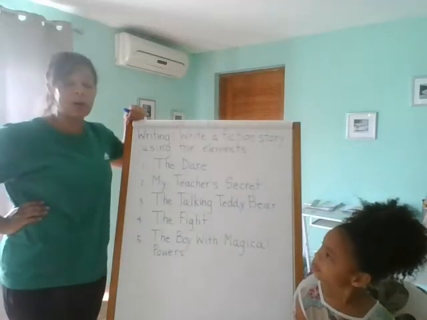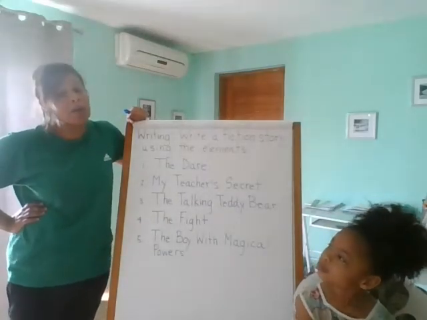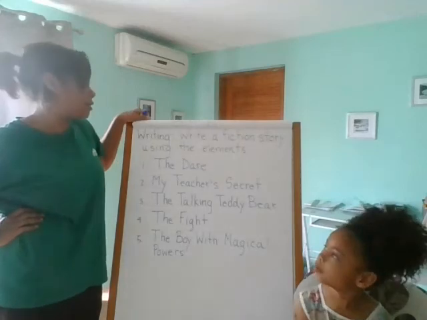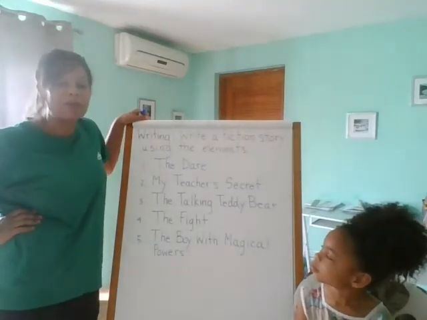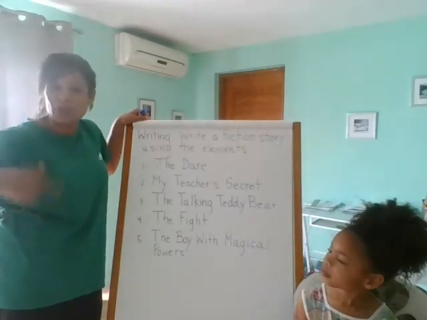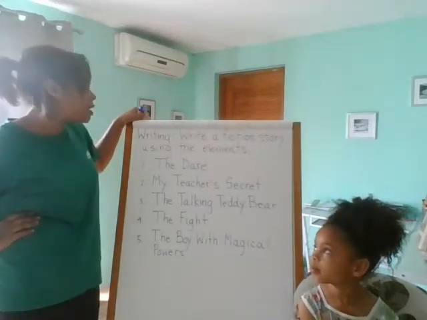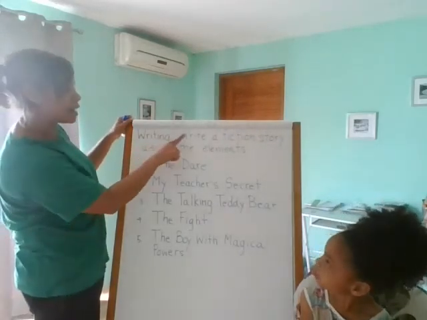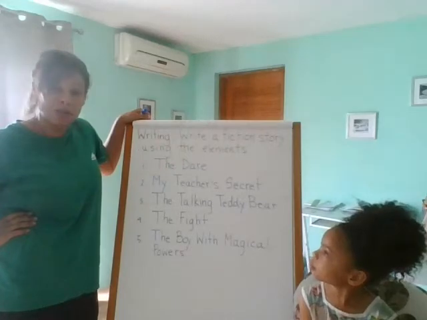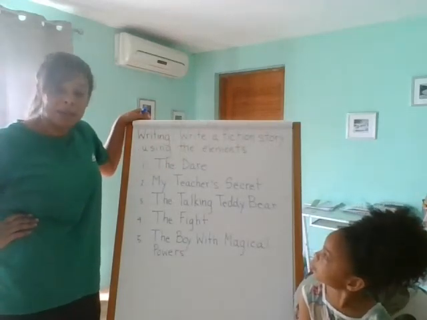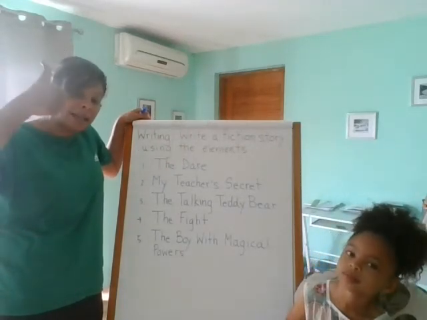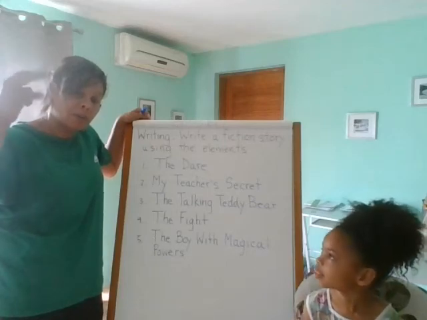When I was a little girl in primary school, I used to love creative writing. That was my favorite thing to do. Okay, so if you don't like writing, let's try to get you into it. Let's try to get you to be creative. So you are going to write a fiction story, so it's not going to be true, using the story elements. So using those 4 elements: setting, characters, problem, and solution.